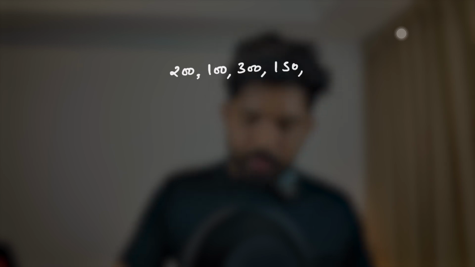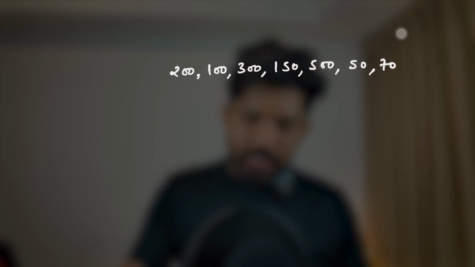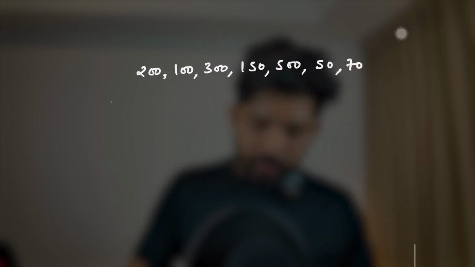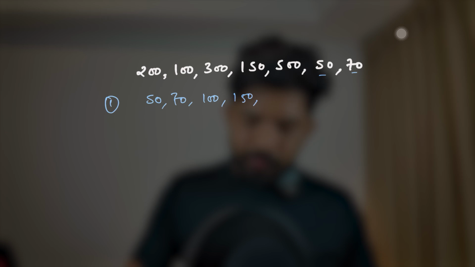Okay, let's understand this with the help of an example. For example, let's say you have daily trading volume, which is, let's say, $200 million, then 100, then 300, then let's say 150, then on one day it reaches 500, another day it comes to 50, and then 70. So the first thing is that you have to sort it, right? So you will sort it: 50, 70, then we have 100, then 150, 200, 300, and 500.